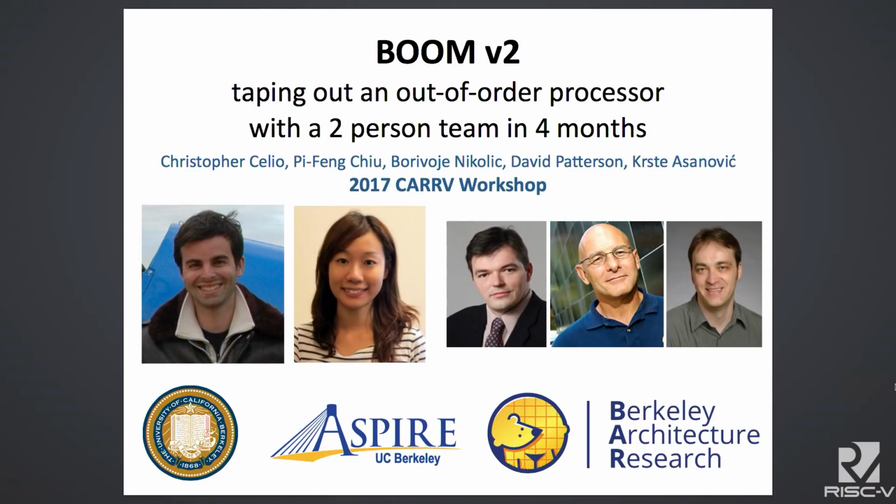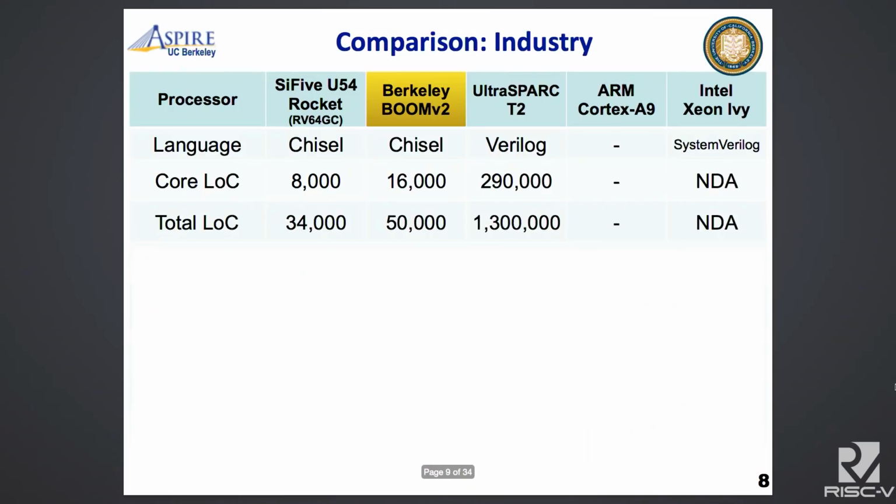Today's talk is really not about this particular chip, but about the process of getting to this chip. So maybe a better title for my talk is Boom version 2, taping out an out-of-order processor with 2 people in 4 months. This is work from me and my collaborator Pifang. This is her academic research that she's exploring, and she did a lot of the physical design, a lot of the tool flow, and a lot of the actual hard parts of this tape out.